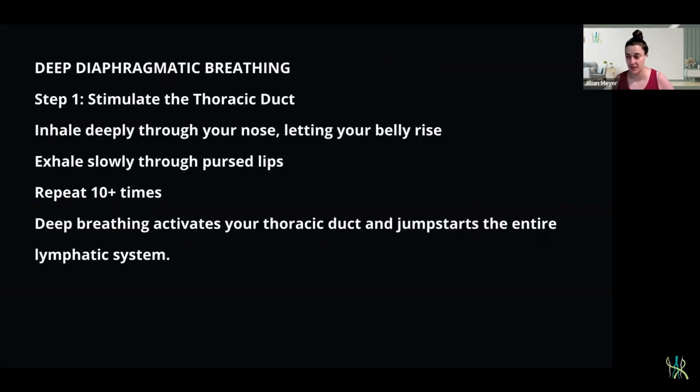To perform the deep breathing, we're going to inhale through the nose like you're smelling roses. As you inhale, we want our belly to fill with air. So we don't want all that air to come in through just the chest. We want it to get down deep. And then you're going to exhale through the mouth.